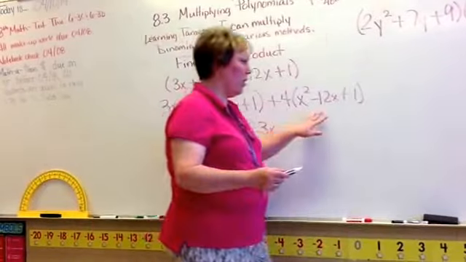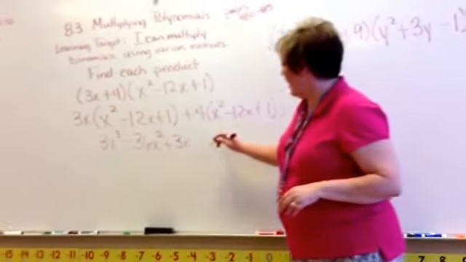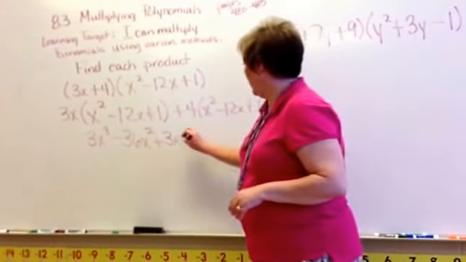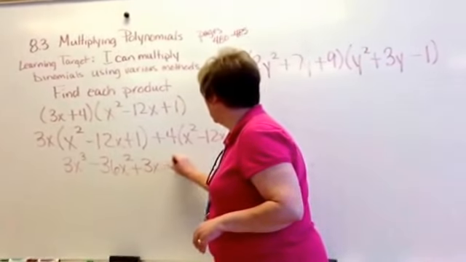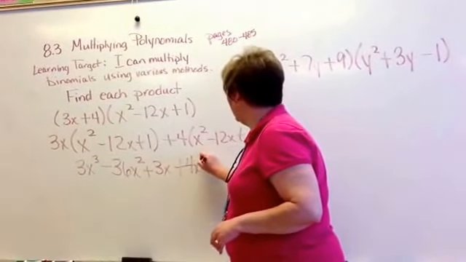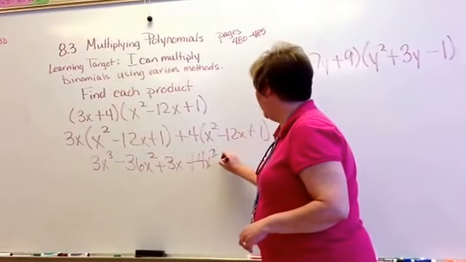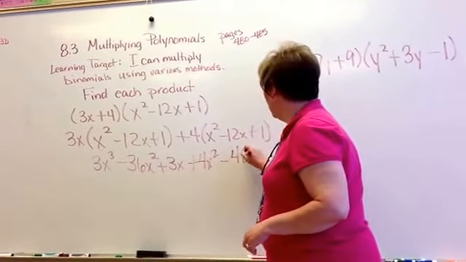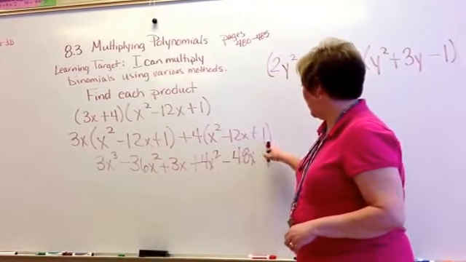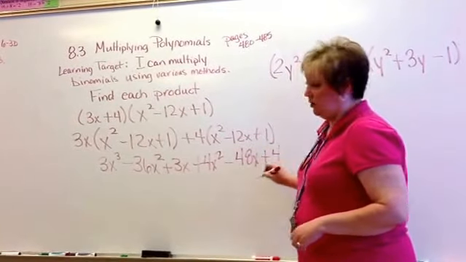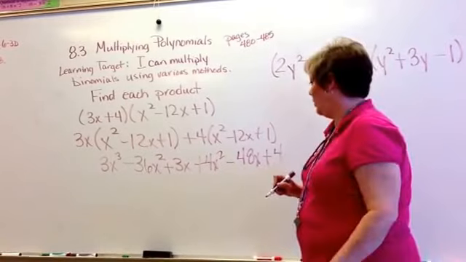Let's move on across. Let's get this part knocked out. 4 times x squared is plus 4x squared. 4 times negative 12x would be negative 48x. 4 times 1, you should know that one. 4 times 1 is 4.